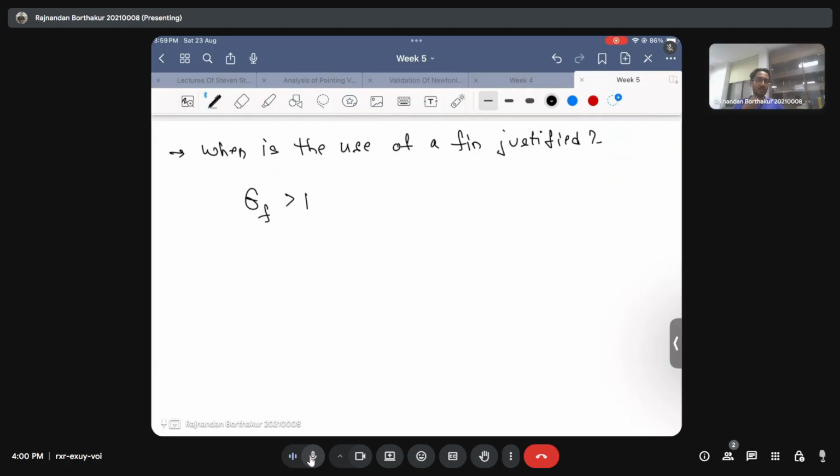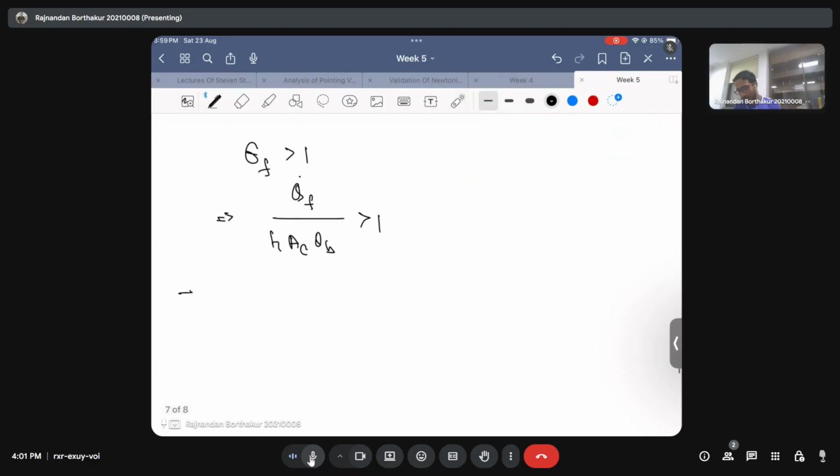This means if my effectiveness is less than 1, you are saying that your rate of heat transfer from the fin is less than in the case without a fin, which means what is the point of installing a fin? There is no point, because the objective of using fins is to increase the rate of heat transfer from the extended surface. Okay, so from the definition of effectiveness, the rate of heat transfer q dot from the fin over h times Ac times theta b has to be greater than 1.